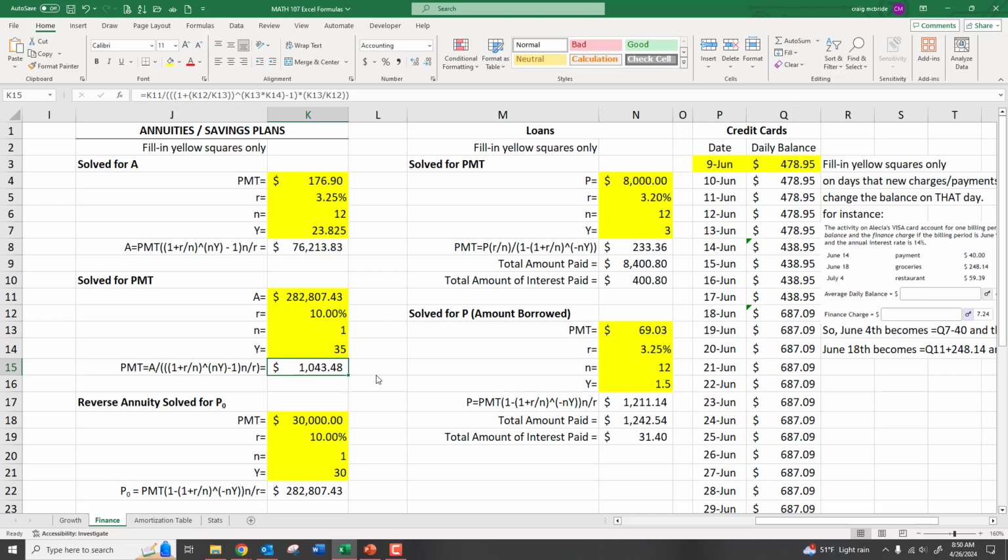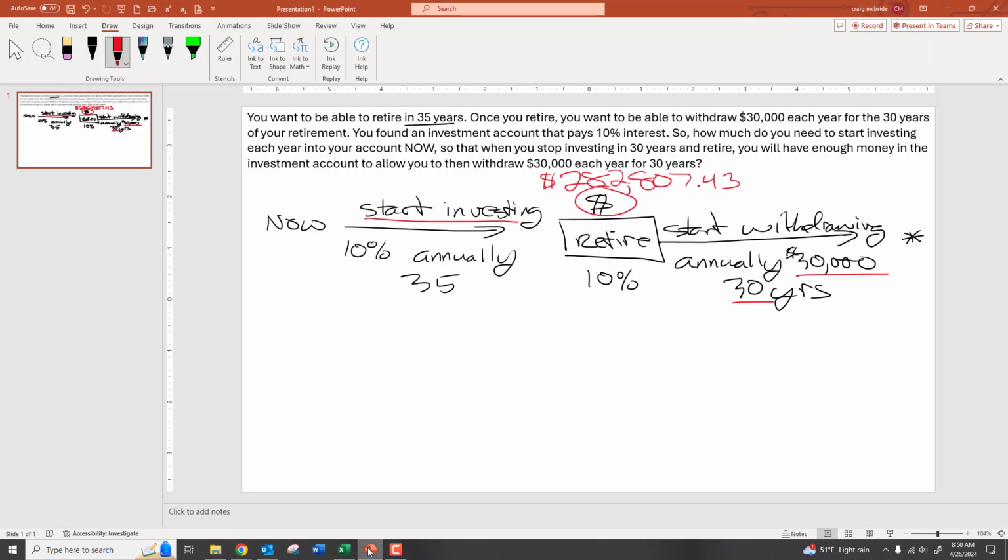So that gives me a payment of $1,043.48. And that's it. That's my answer, right? So that's how much I need to put in each year right now for the next 35 years. So less than $100 a month for the next 35 years.